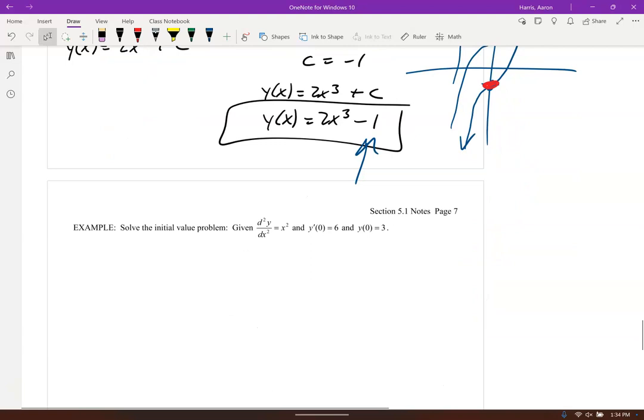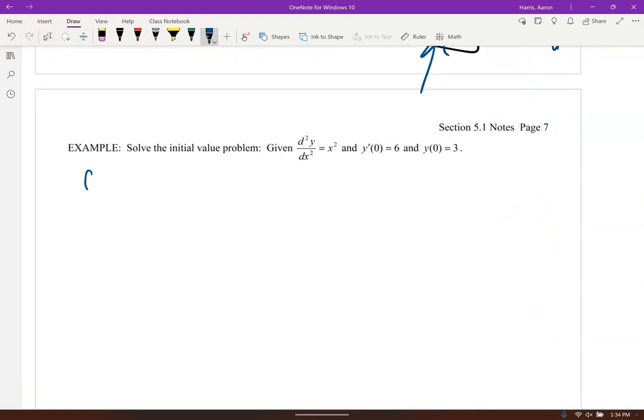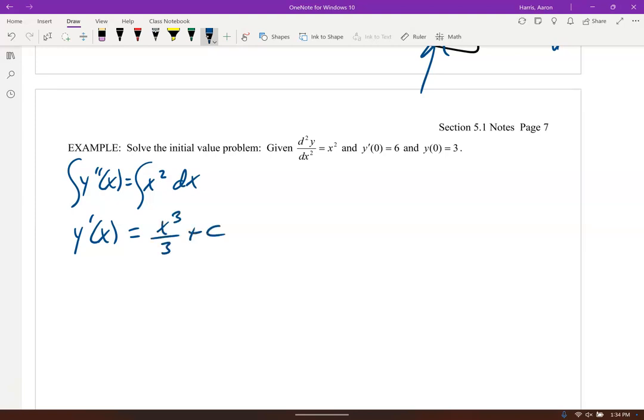Let's do another one, except with a second derivative. Let me give it to you with this notation. My second derivative here is x squared. Let's go ahead and take the antiderivative, so that'll get us back to the first derivative. Now let me run the integral over here, the antiderivative. So I have x to the third over 3 plus a constant.